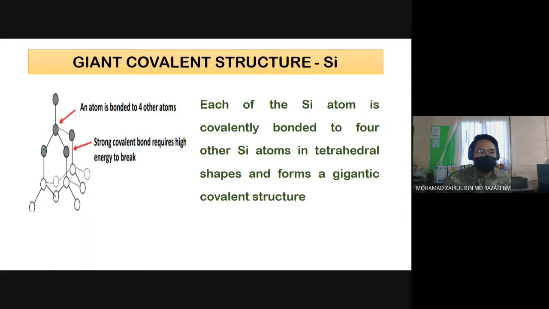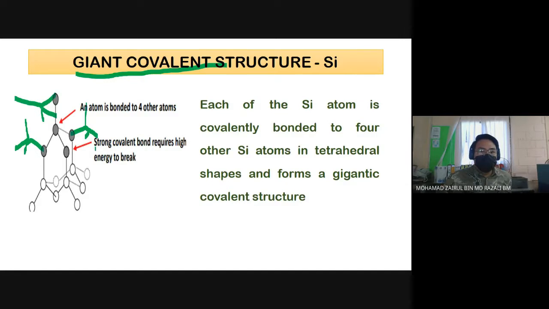So kalau yang sini pun dia boleh lagi lah, dia boleh form tetrahedron lagi. Yang ni pun dia boleh form tetrahedron. Yang ni pun boleh lah. So each of the atom silicon ni dia boleh form covalent bond with another 4 silicon atom. And the structure is very very huge lah. That's why lah kita panggil sebagai giant covalent structure.